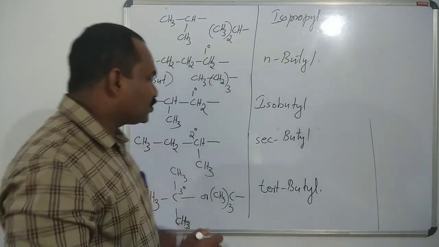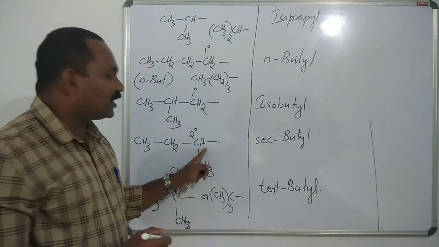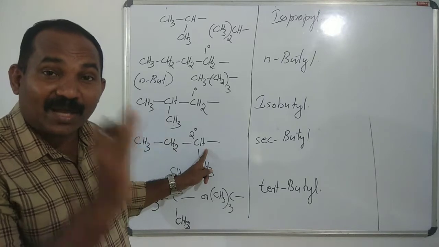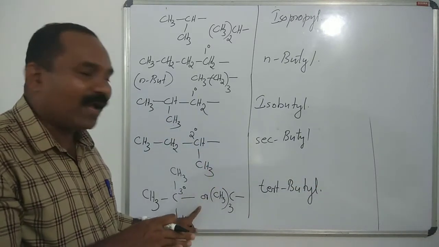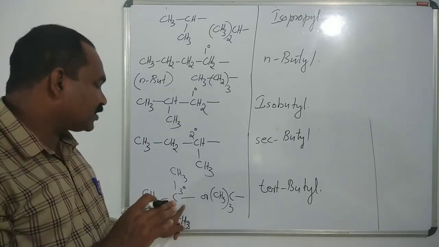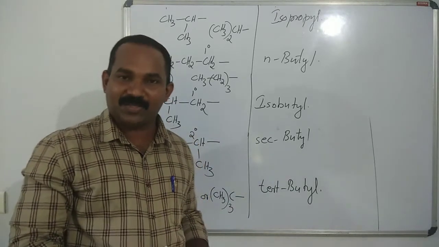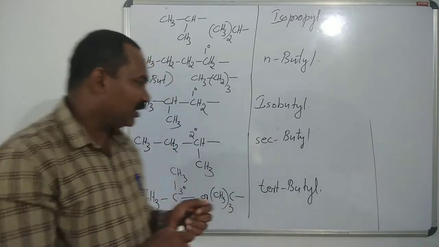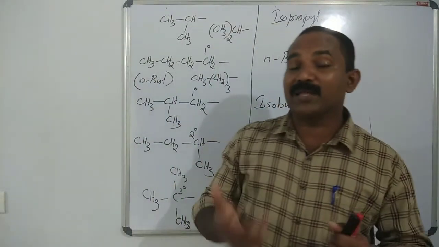So what is the difference between secondary and tertiary butyl? In the secondary butyl group, the secondary carbon atom is linked to the parent chain. And in the case of tertiary butyl, the tertiary carbon atom is bonded to the parent chain. Okay, you get the difference? Yes. So these are some important alkyl groups.